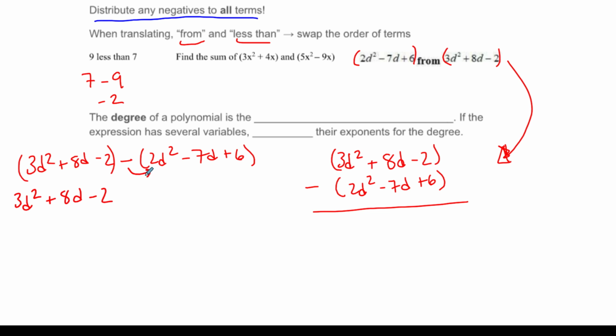So this negative is going to go to all three terms. So minus 2d squared. Minus minus becomes plus 7d. Minus positive 6, minus 6. Okay. So if we combine our like terms, and you might see why doing this vertically is a little nicer, 3d squared minus 2d squared is 1d squared.